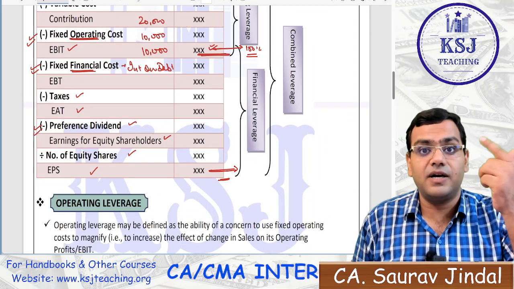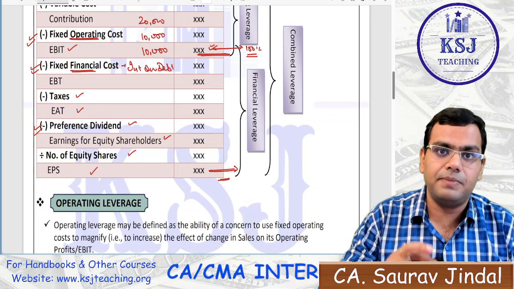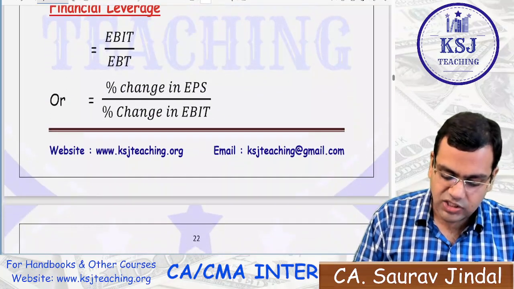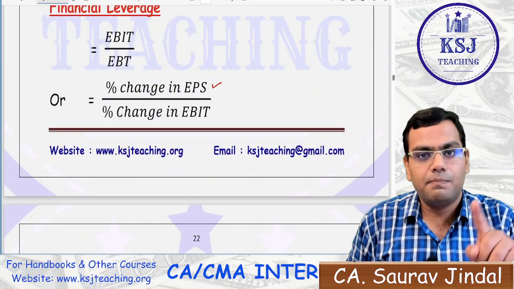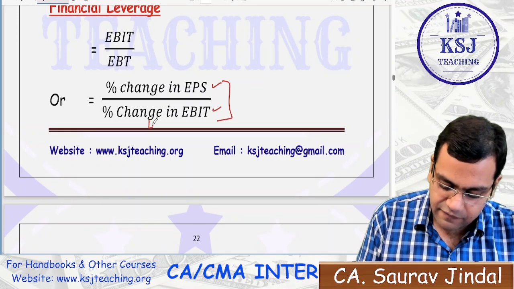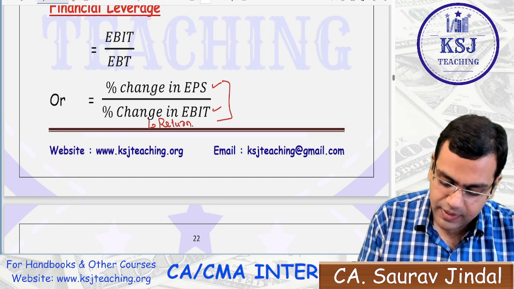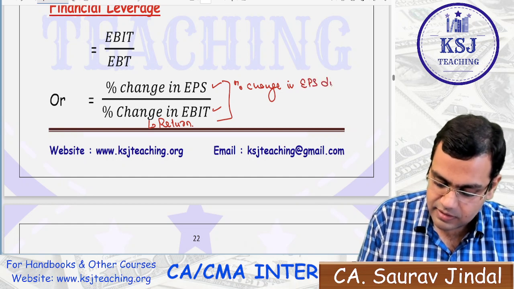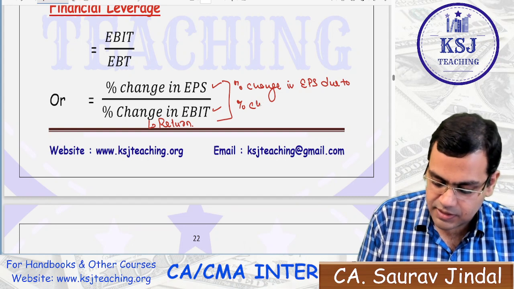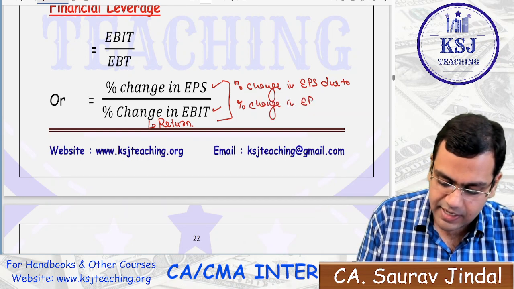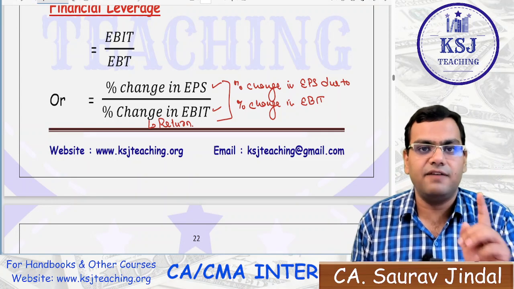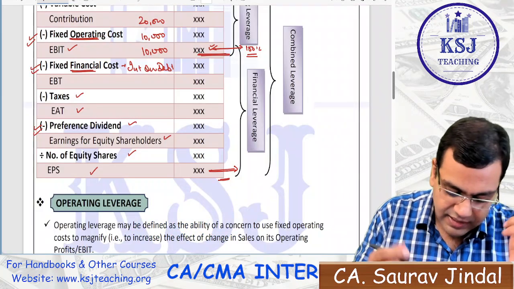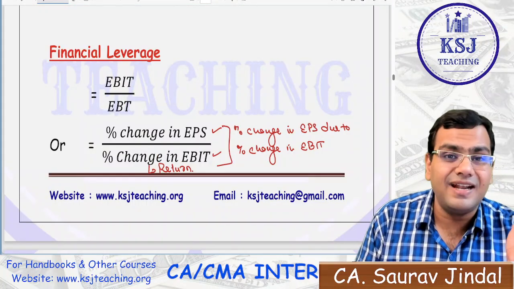The first relationship was between the sales and the EBIT. The second relationship is between this EBIT and the EPS. So financial leverage is the percentage change in EPS due to percentage change in EBIT. So this is from the viewpoint of return. How we read it? The percentage change in EPS due to percentage change in EBIT. Now it will be more than 100% if there is a fixed financial cost which is involved. Clear?